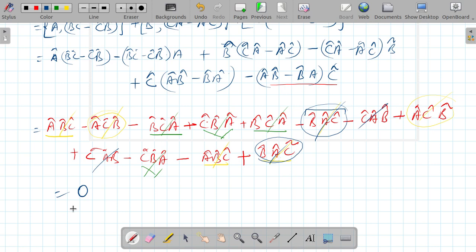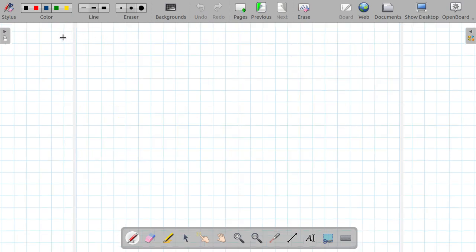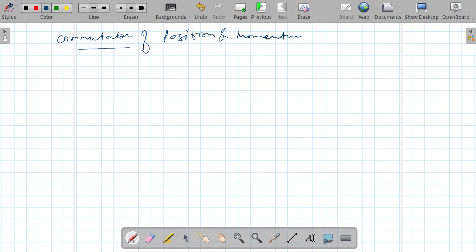Then next I will talk about the commutator of position and momentum. So let [x, p] represent the commutator of position and momentum, and let it operate on psi(x).